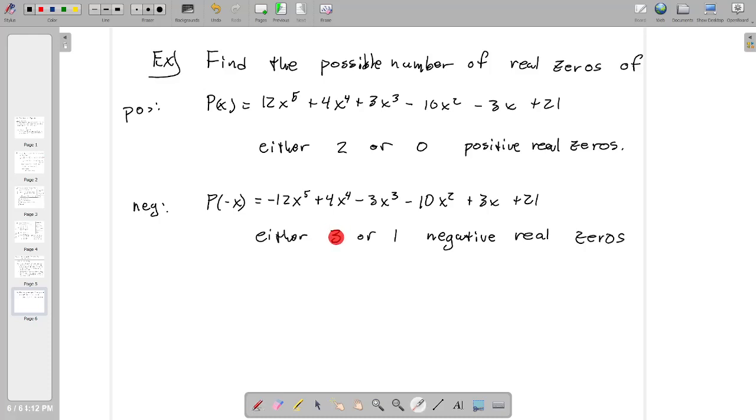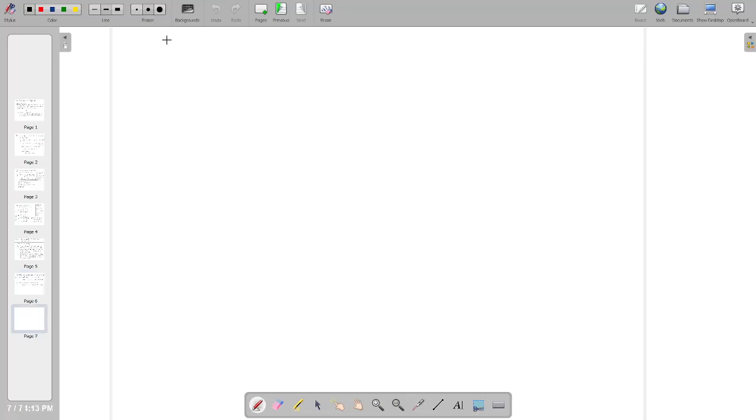So we have either 3 or less than 3 by an even whole number. Less than 3 by 2, 2 is our smallest even whole number, is 1. So 3 minus 2 is 1, so we can have either 3 or 1 negative real zeros. 1 minus 2 would be a negative 1. That's not a possibility here. All right, the next thing that we're going to talk about is the upper and lower bounds theorem.